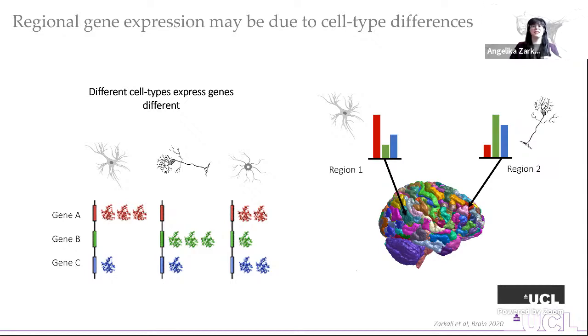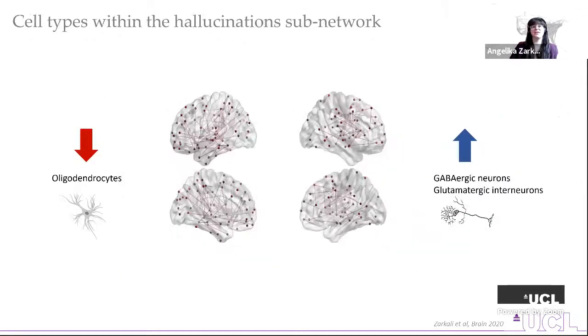So we actually looked at whether these genes that were over- and underexpressed in the affected regions were associated with specific cell types. And indeed they were. So we found that these brain regions that were affected in hallucinations showed reduced expression of genes related to oligodendrocytes and increased expression of genes related to neurons, so GABAergic and glutamatergic neurons.